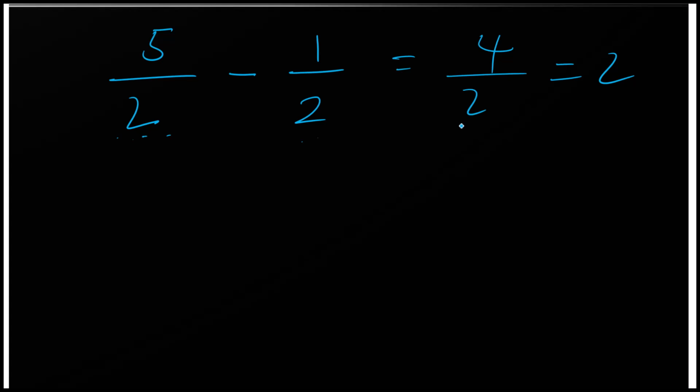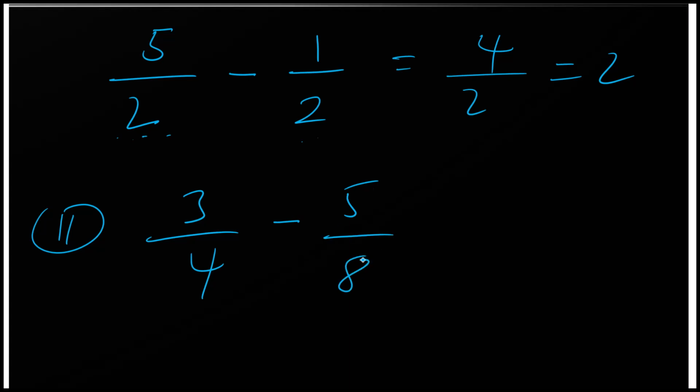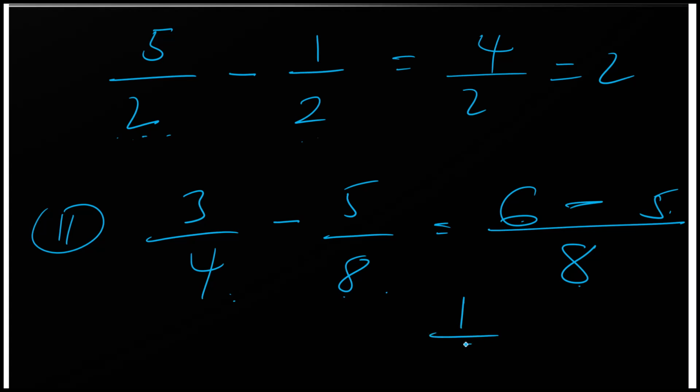So when we have 3 on 4 minus 5 on 8. Now let's observe this one carefully. The denominators are not equal, so you have to find the LCM. And the LCM is 8, because 4 into 8 is 2. 2 times 3 is 6. 8 into 8 is 1. 1 times 5. So 6 minus 5 is 1. So we have 1 on 8. As simple as that. Okay.